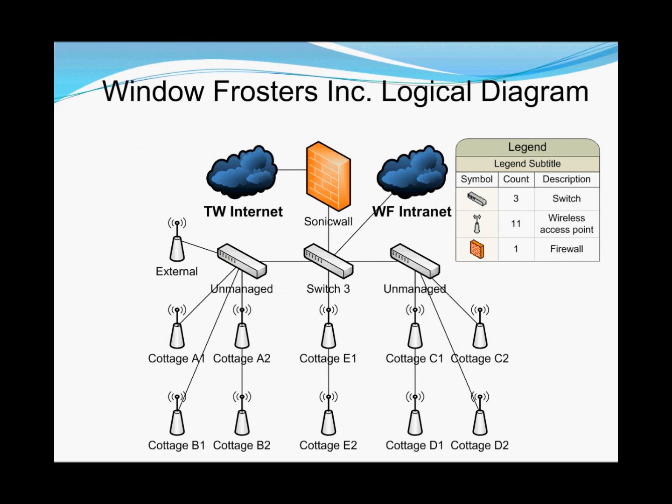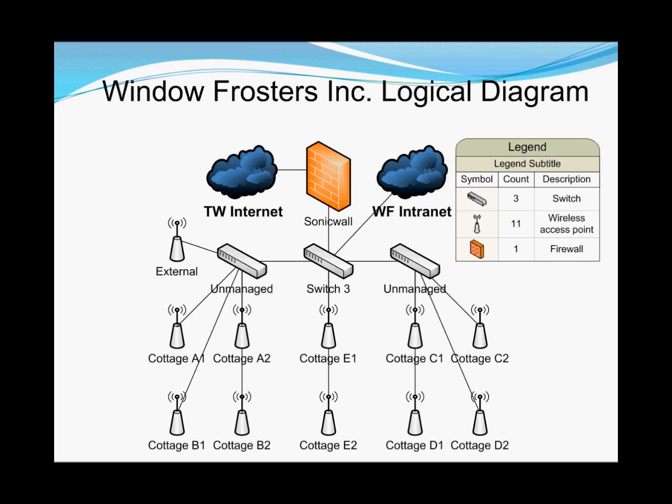This is a logical diagram of my proposed solution. As you can see, I've excluded switch number 2 and switch number 1 in this diagram. That has been summed up with WF intranet located on the top right with a cloud icon. The Time Warner Internet is the top left cloud icon. This is directly connected to the SonicWall firewall that's directly connected to switch 3. Switch 3 goes towards two unmanaged switches and also has two access points directly connected to it.